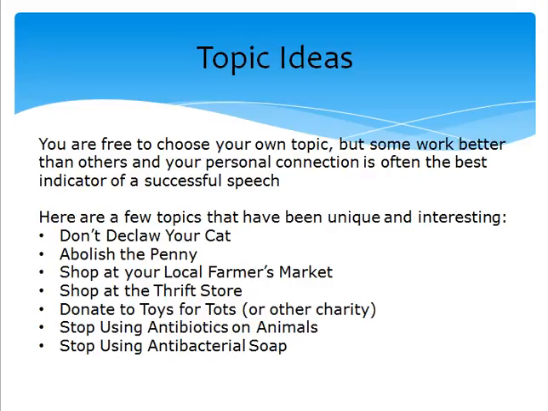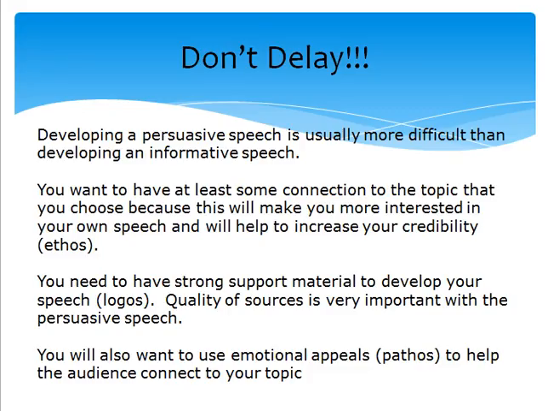Those are just some topic ideas. Obviously, as you see there, they do have a position with them. And so you don't need to do gun control, abortion, legalizing marijuana, some of these topics that would be difficult to manage.